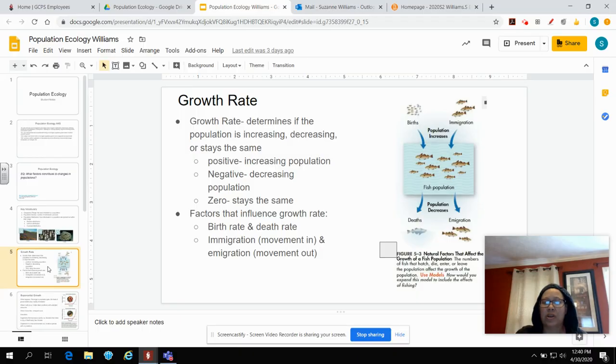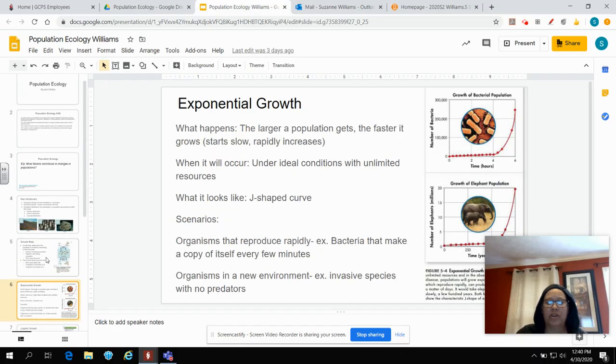Things that are going to cause a population to decrease: things die. If you live, you die. Also, things move out of an area. Those will cause your population to decrease. So we are going to talk about two different population curves: exponential growth and logistic growth.